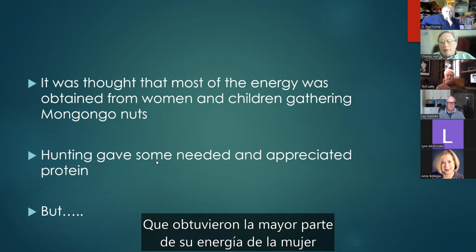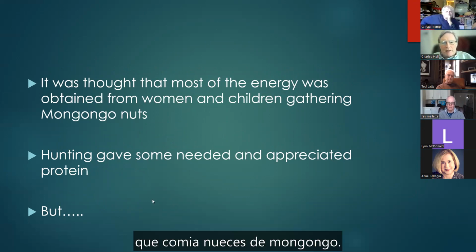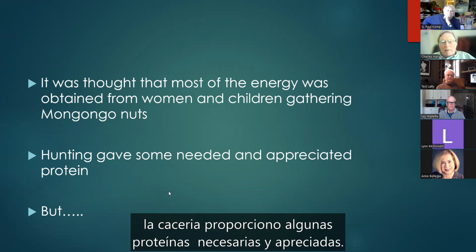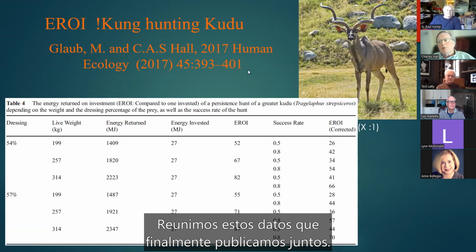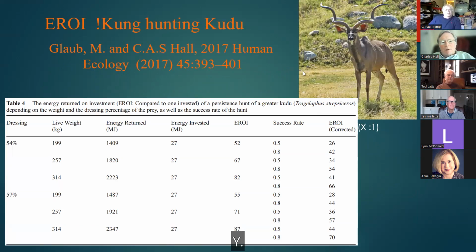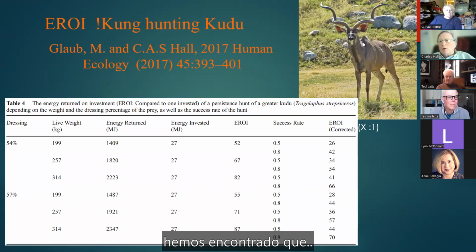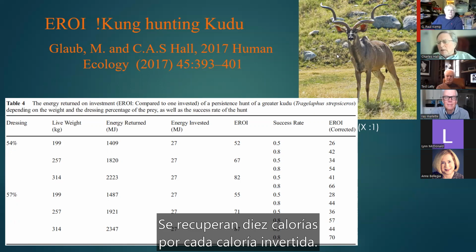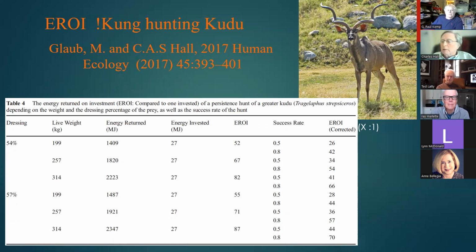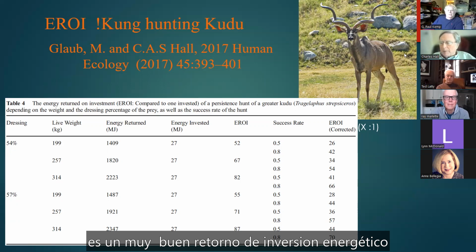They got most of their energy from women and children gathering mongongo nuts. Hunting gave some needed and appreciated protein, but he went out and gathered this data, which we eventually published together. And I forgot to say that Richard Lee estimated that the Kung would get 10 calories back for every calorie invested in gathering mongongo nuts, which is a pretty good energy return on investment.